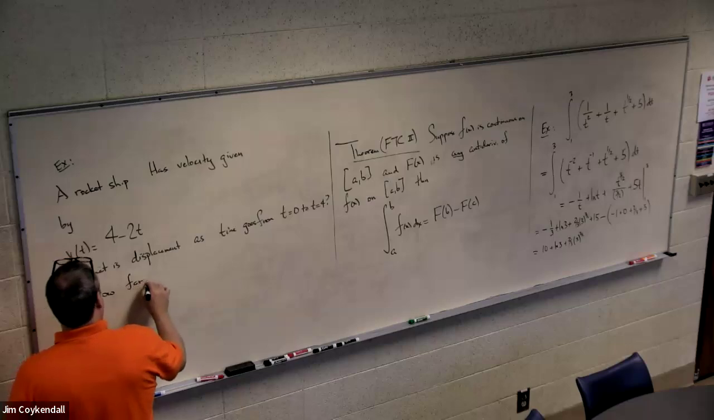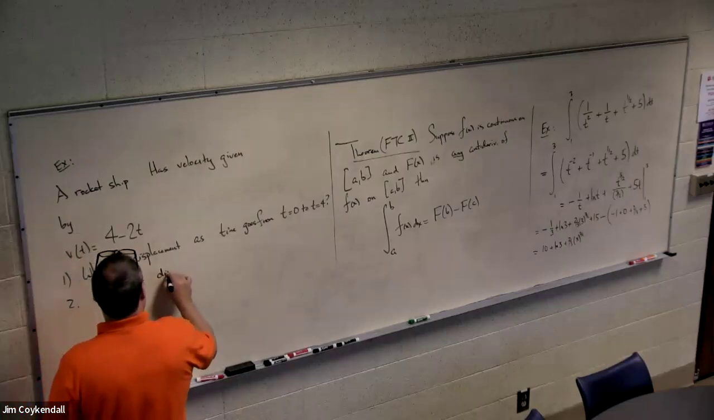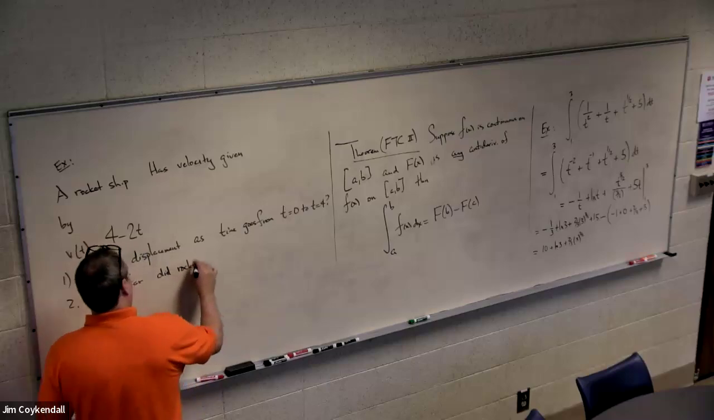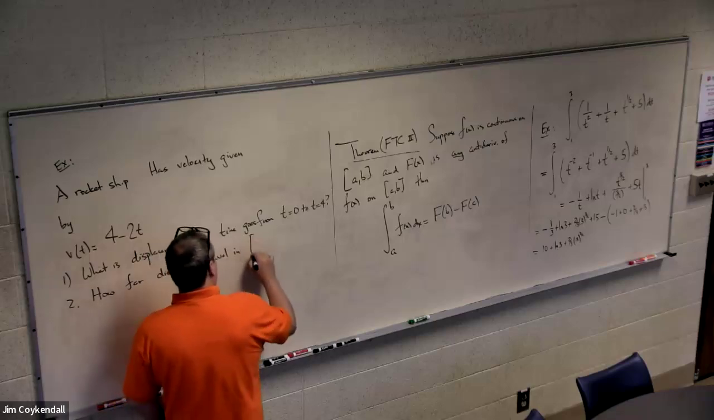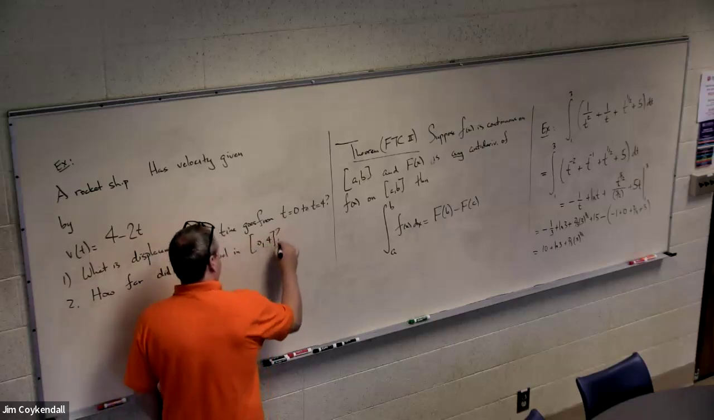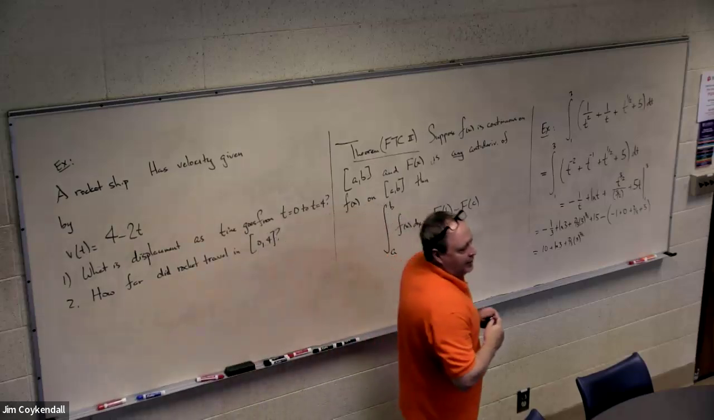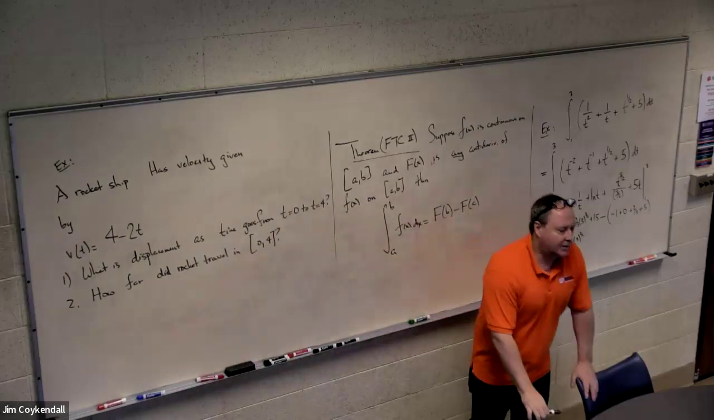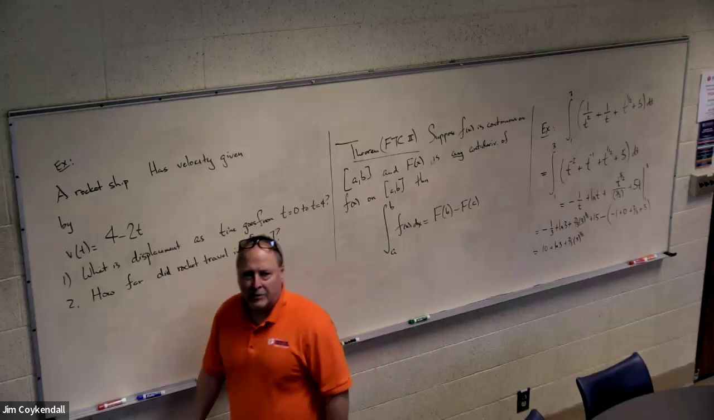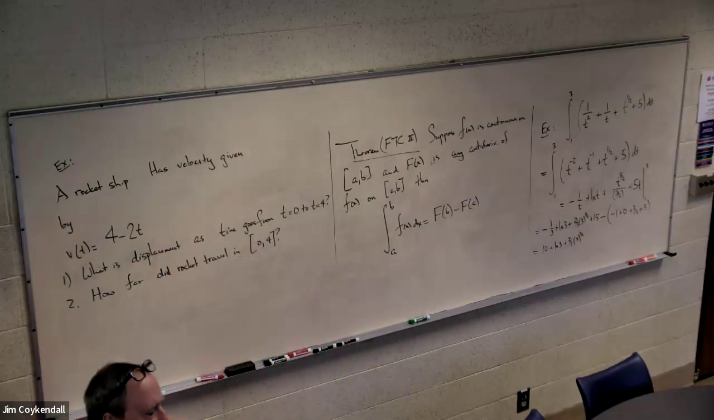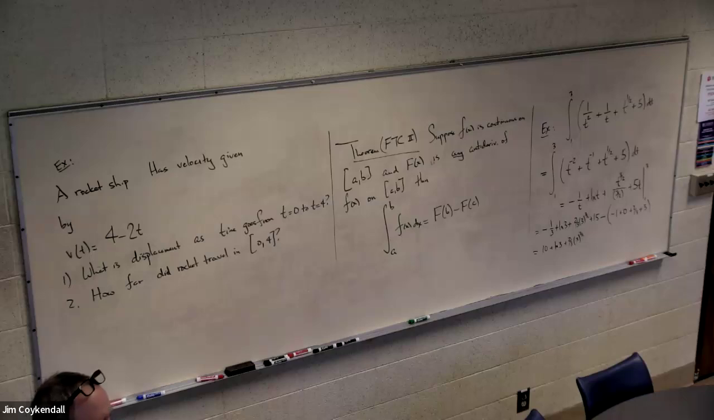How far is the rocket traveled? Can somebody tell what the displacement is? What's the difference between these two questions I'm asking? First one is, what's the displacement as time goes from 0 to 4? And then, how far did you have to go? What's the difference between displacement and how far did you go?